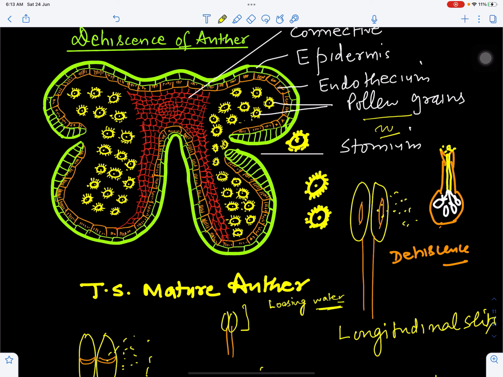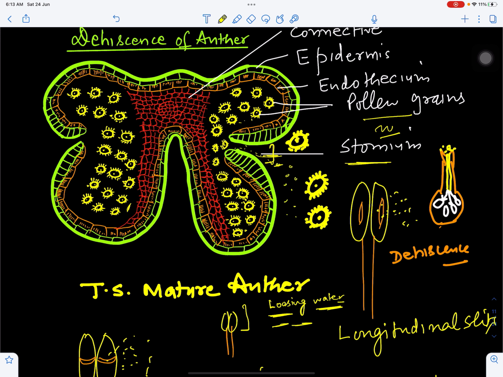When they start losing water, the wall layer cells shrink up. When they shrink up, the anther will crack from the place which is weak, and that is called the stomium. So here it will break up. This is called the stomium, right? And when this breaks up, these microspores, which have already been produced and matured inside, will come out from this anther.